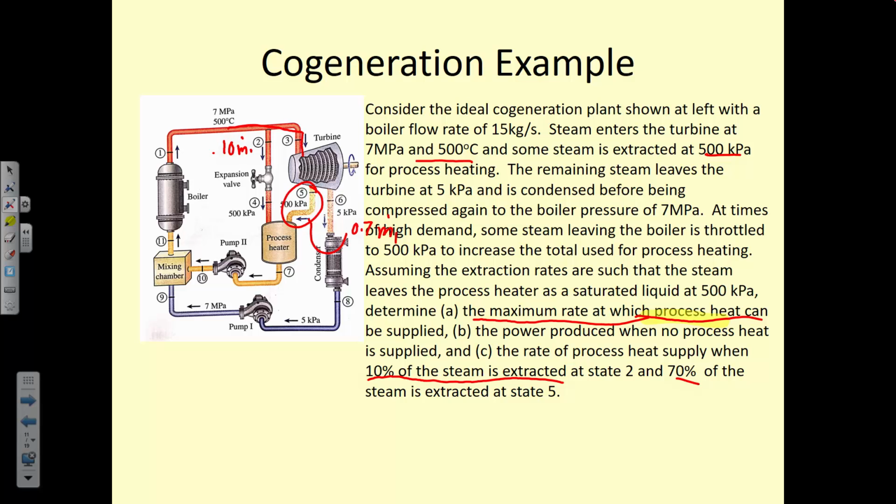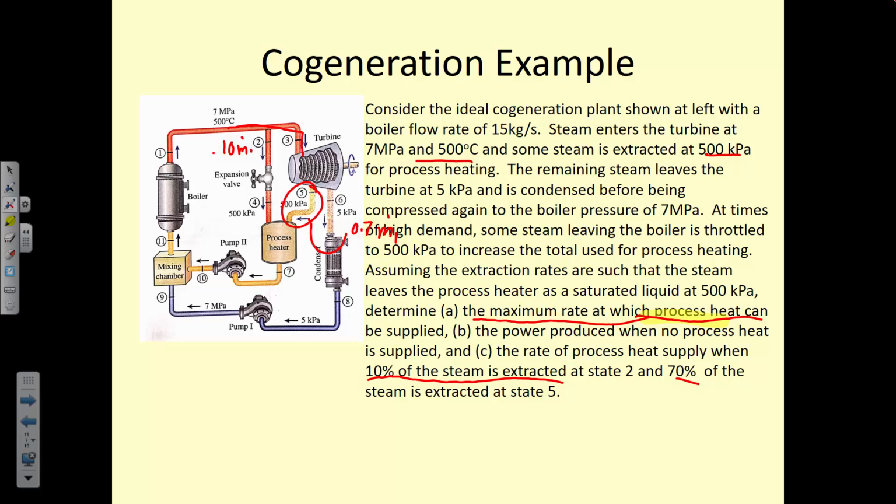Wait, what are you saying? When it's closed and everything's going through the turbine, that would be the max work output, because you're not diverting some of that steam. Anytime you're diverting steam from your turbine for some other process, you're reducing the available energy to be converted to work.